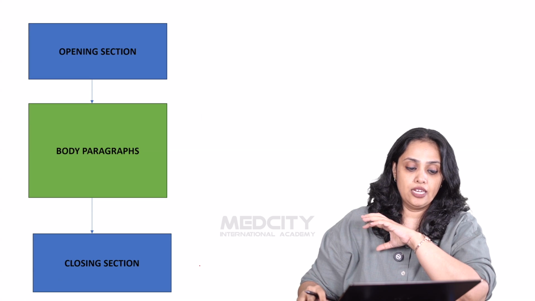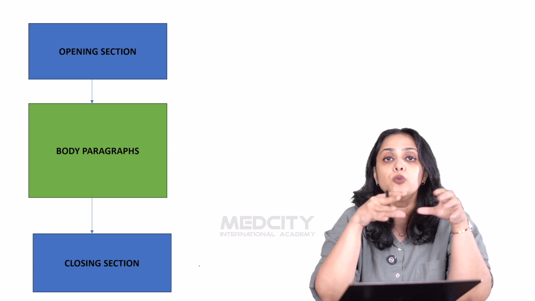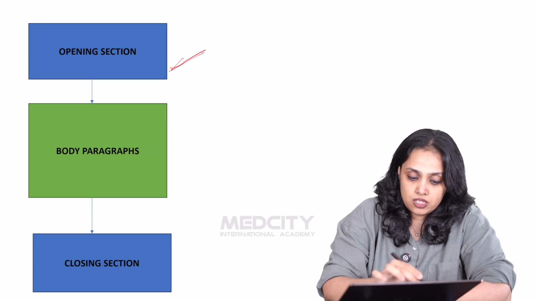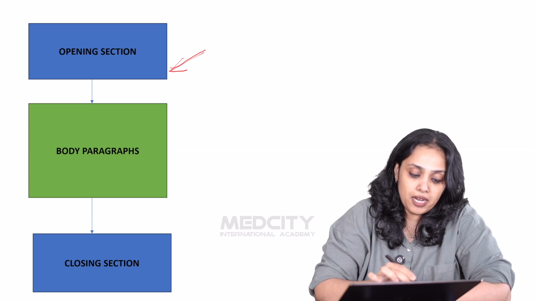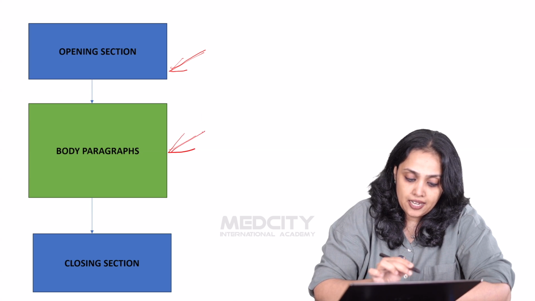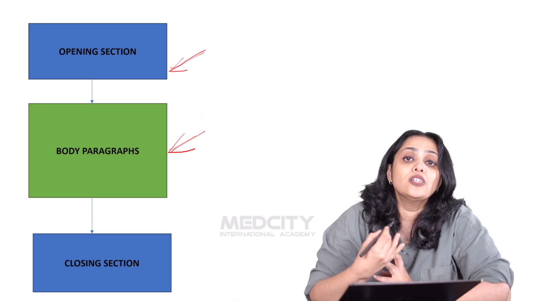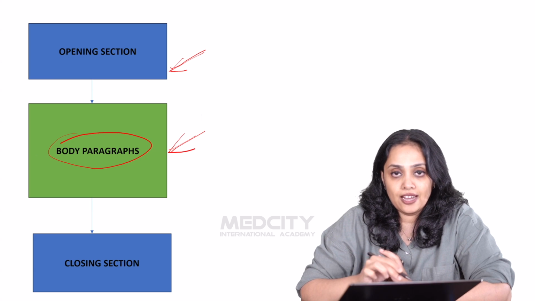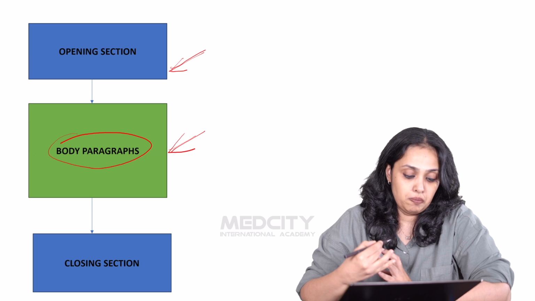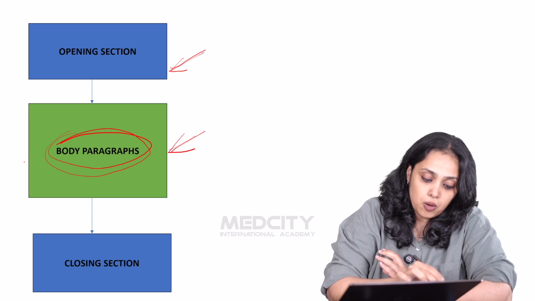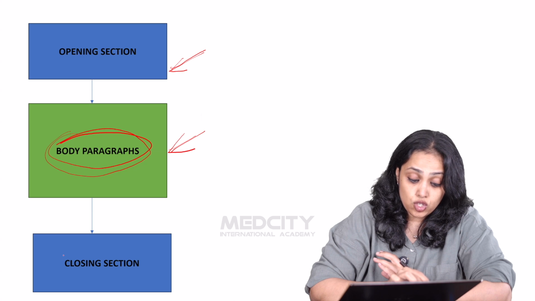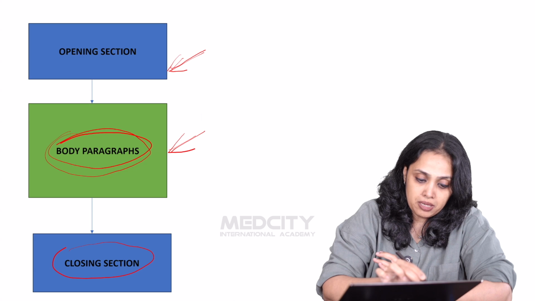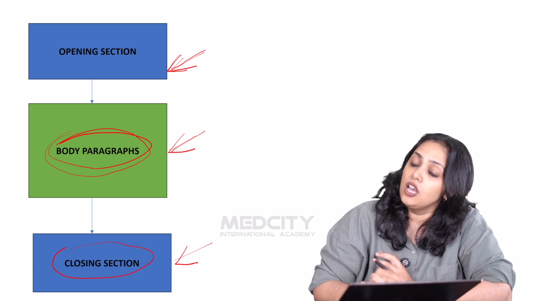Now, you can see on the screen the skeleton or blueprint of a letter. What you can see is an opening section. The letter begins with an opening section followed by the body paragraphs. Body paragraphs are one area which we have often discussed. That is, the body paragraphs include the purpose paragraph, the expansion paragraphs, and the recommendation paragraphs. All of this comes in the body paragraphs. And after the body paragraphs, your letter needs to end with a closing section as well. Now we are going to see what we mean by the opening section and the closing section.